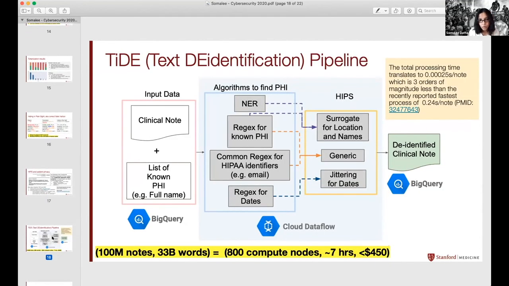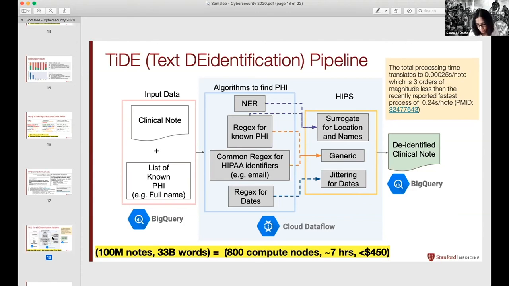And as I mentioned, we use cloud for our analysis. We start in BigQuery, use Cloud Dataflow for doing all of this intermediate work, and the output is again another BigQuery data set. Our total processing time happens to be 3 orders of magnitude faster than the fastest reported in the literature. And the fastest reported in the literature also includes AWS Comprehend Medical. So if you think about it, we are doing pretty well in that realm.